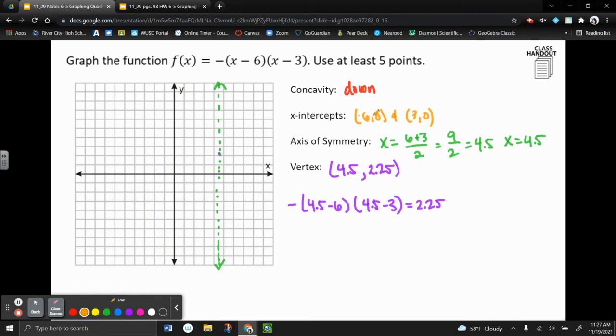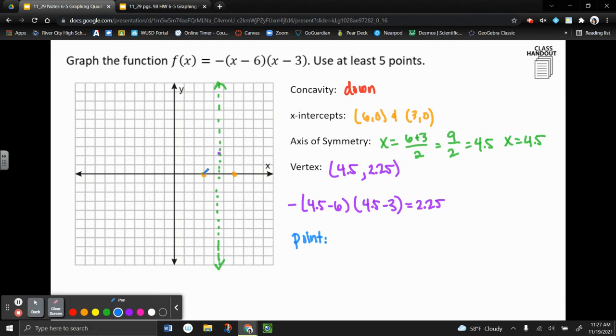I'm going to plot my x-intercepts. So 6, 0, 1, 2, 3, 4, 5, 6, 6, 0, and 3, 0. All right, so we have 3 points. That just means we need to plug in one more point. Okay, so we're just going to plug in something around here.